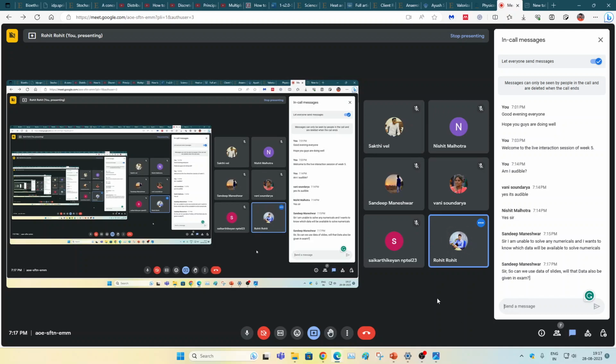Any more questions from anyone? Can we use data of slides? What will be the data? I have told it repeatedly, data is not something which is needed. Most of the data that you will need will be given in the exam. I don't set the exam question papers. They are already set by the professor, so he knows.